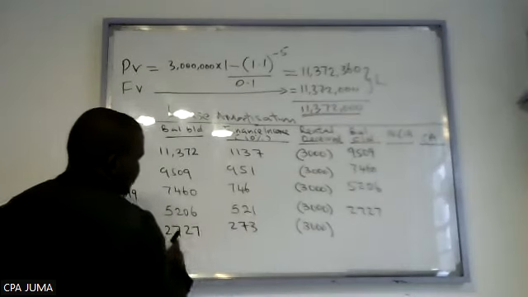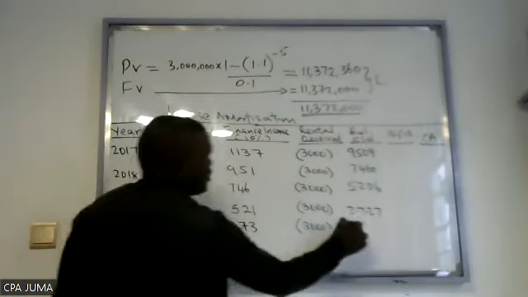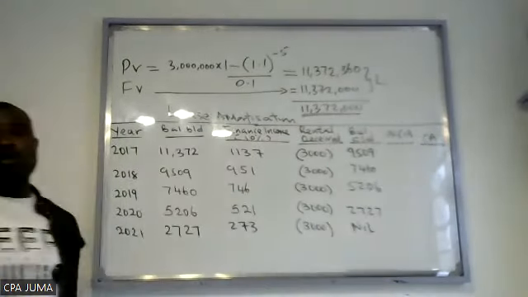273. 273 plus this is 3000. So that is 0.